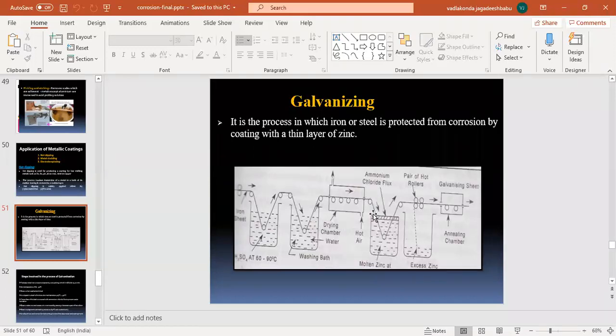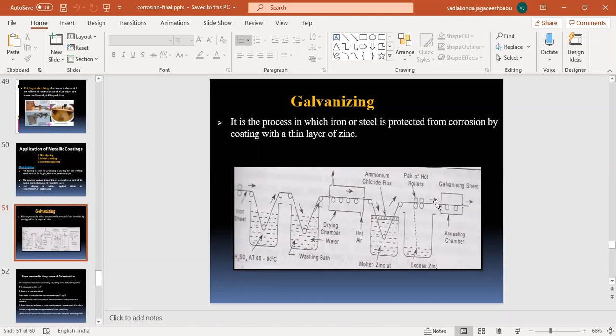The container of the zinc bath has ammonium chloride flux. What this flux does is make the zinc layer firmly stick onto the surface of the steel. So ammonium chloride flux is used in the galvanization process. After that, the hot steel sheet is passed through a pair of hot rollers. Here, any excess zinc on the sheet is removed.